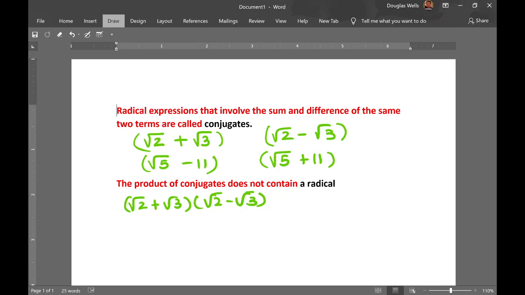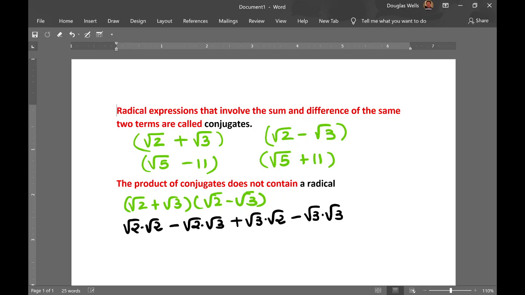So let's practice it. Square root of 2 times square root of 2 is square root of 2 times square root of 2. Second step, square root of 2 times negative square root of 3 is negative square root of 2 times square root of 3. Third step, positive radical 3 times radical 2 is positive radical 3 times radical 2. Last one, positive times negative is negative square root of 3 times square root of 3.